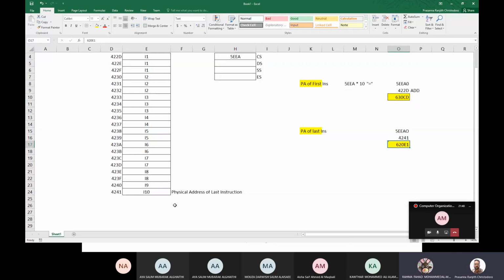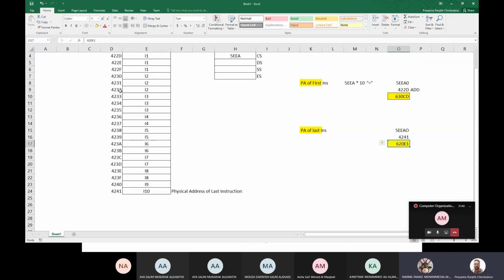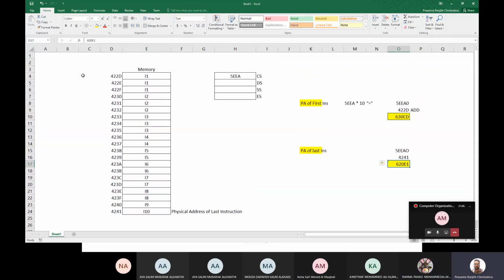The other method is that you don't have to write all this out. You know the address of the first instruction is 422B. Now how many instructions are there? 10. Of the 10, the first 3 instructions take 3 addresses each, right? So 3 into 3, 9. The next 5 instructions take 2 addresses each. Then you have 1 plus 1. Do you understand this one?